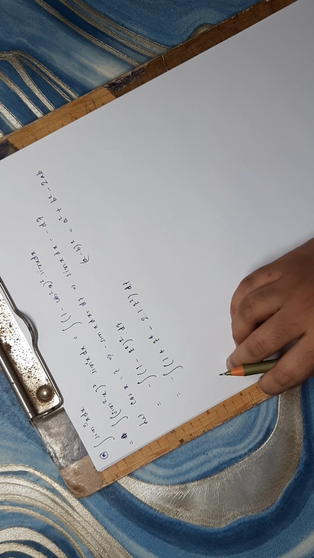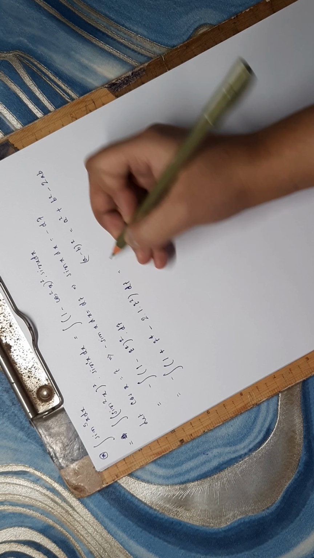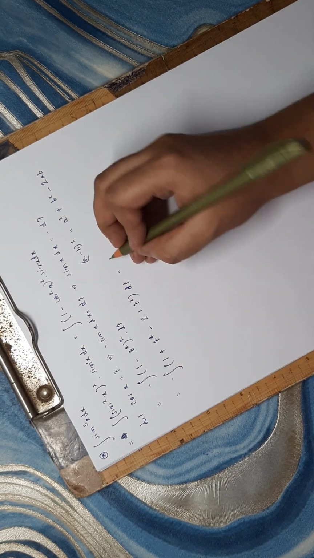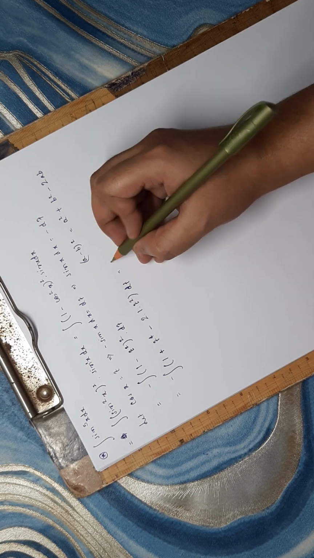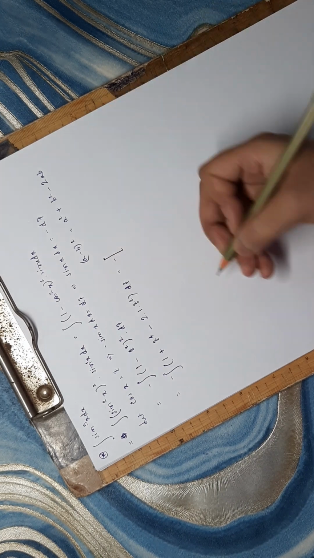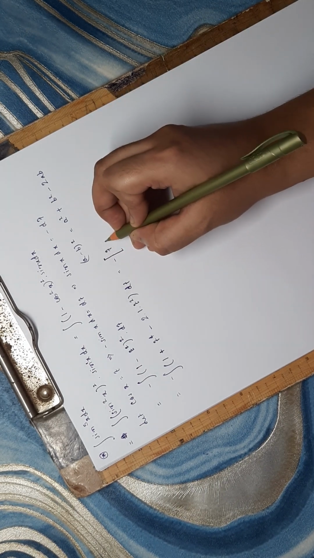And next you know how to solve these kinds of integration. Integration of 1 dt is nothing but t. See, the minus sign will remain outside as it is, so we will be having a t.